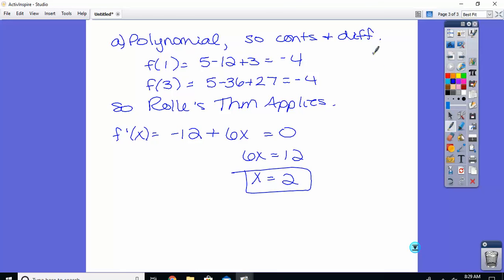Now you should check at the end if you got multiple answers. We were looking between 1 to 3, that was the original interval. So if you had gotten like plus and minus 2, you would throw out the -2 and only use the positive.